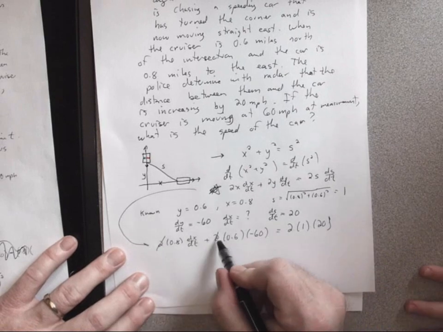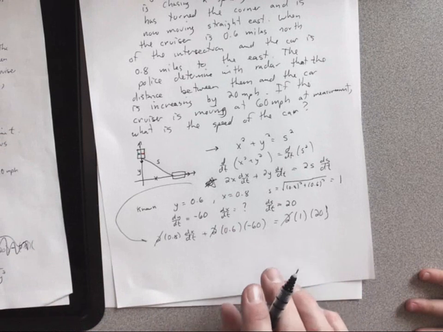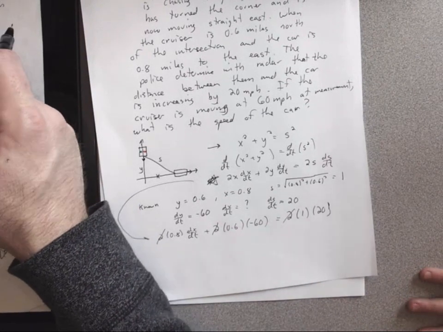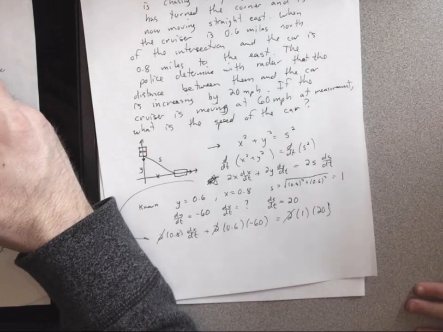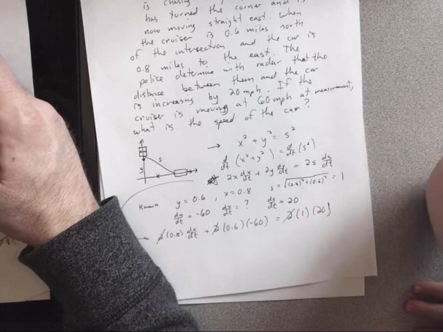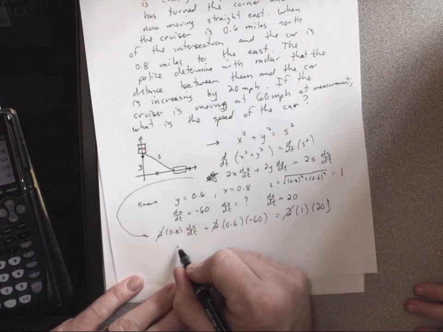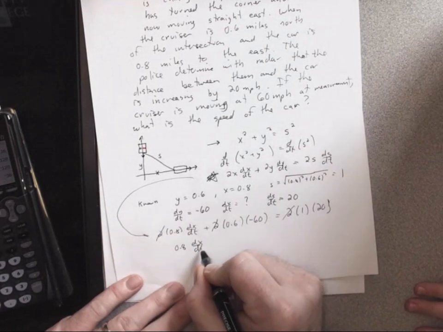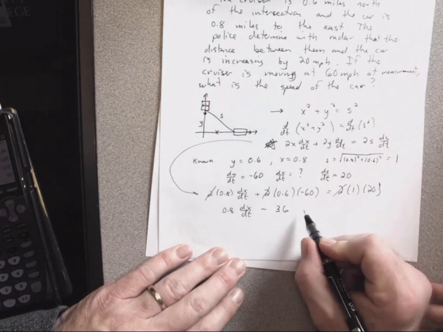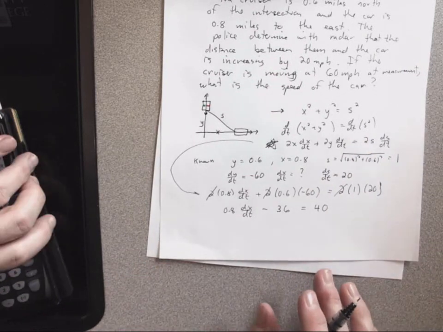The first thing we can do is cancel the 2, right? Divide everything by 2. Now we can simplify this. Negative 60 times 0.6 is negative 36. So 0.8 dx/dt, minus 36, equals 20. Adding 36 to both sides, I'm going to have 56.